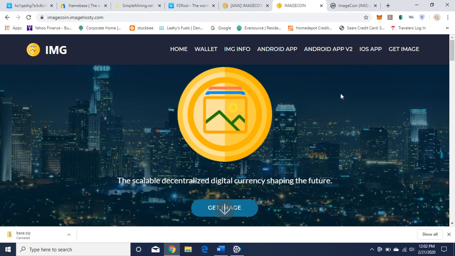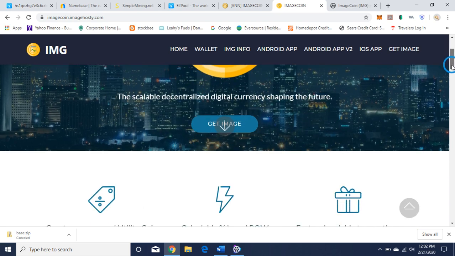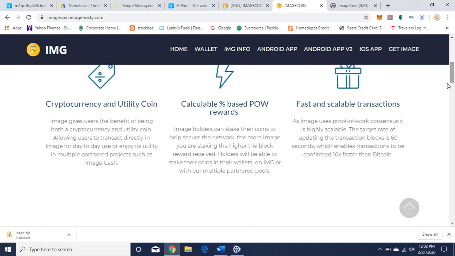So today I want to talk about ImageCoin and how to mine it. I'm on their webpage, imagecoin.imagehosty.com, and I'll leave that link in the description of this video. The scalable, decentralized digital currency shaping the future. Cryptocurrency utility coin, Image gives users the benefit of being both a cryptocurrency and utility coin, allowing users to transact directly in Image for day-to-day use or enjoy its utility in multiple partnered projects, such as Image Cash.